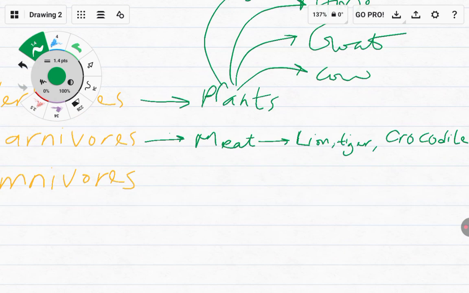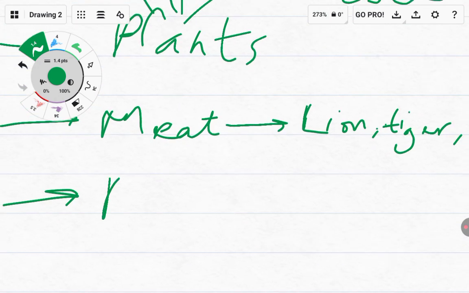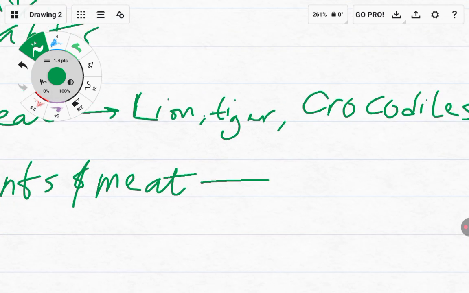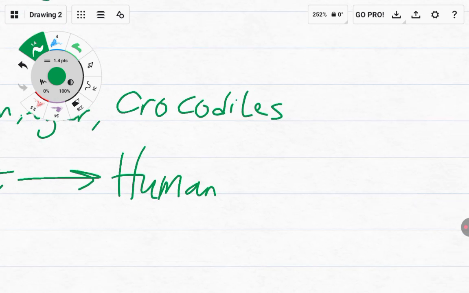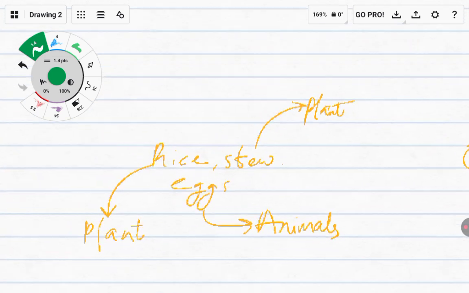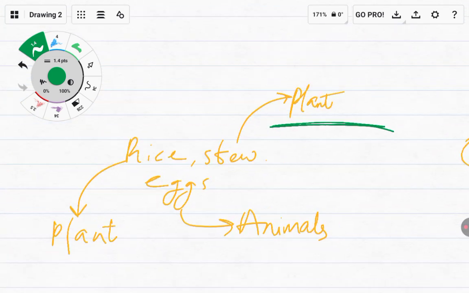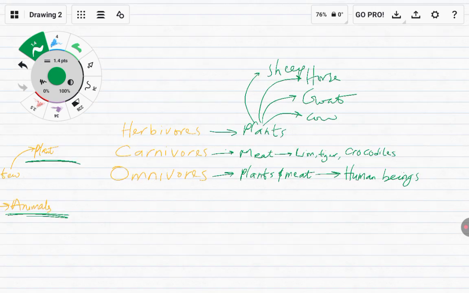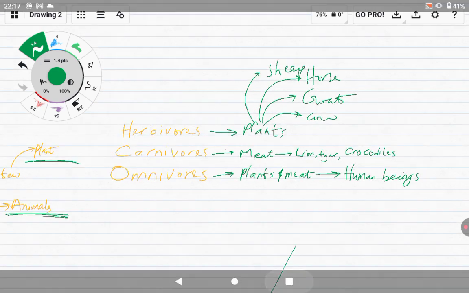Now, omnivores eat both plants and meat. For example, human beings eat both plants and meat. For example, the food I gave here, where you have rice, stew, and eggs, your stew is from a plant, your rice is from a plant, while your eggs are from an animal. So we eat both from plants and also from animals.